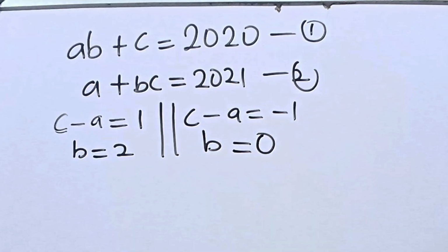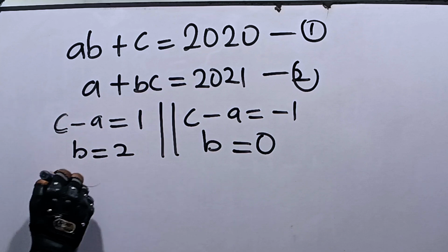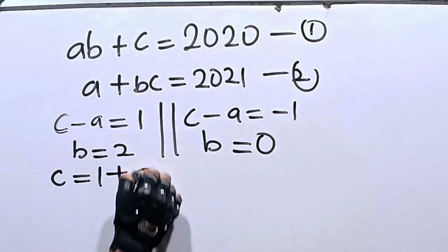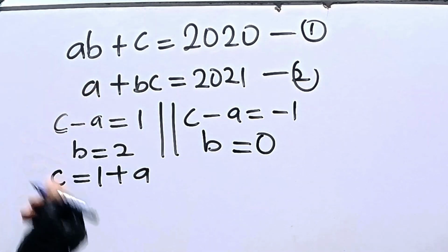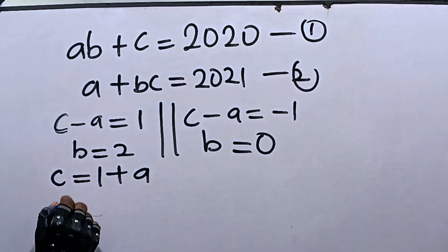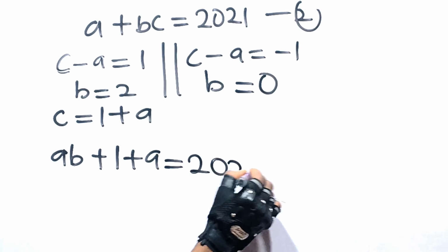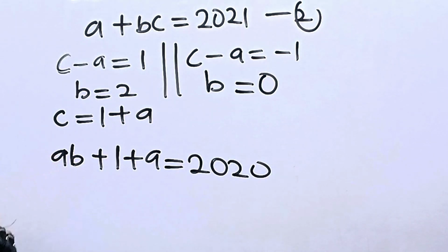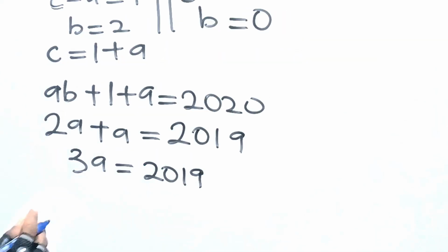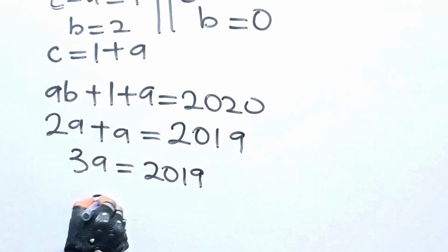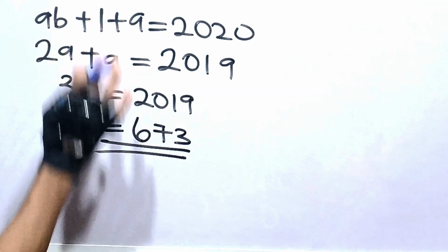Now, from this left hand side, we can say that C is equal to 1 plus A. If C is equal to 1 plus A, let's put that in equation 1, for example. We have AB plus 1 plus A is equal to 2020. Now what's our B? Our B is 2. So we have 2A plus A. Dividing both sides by 3, we have that our A is equal to 673. So when B is equal to 2, A is 673.